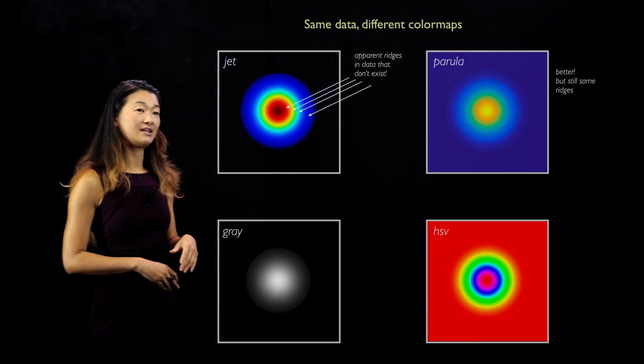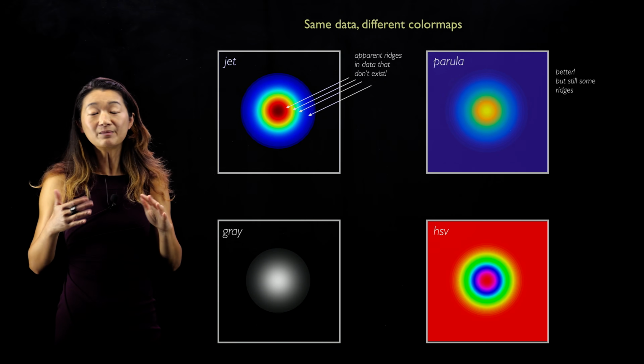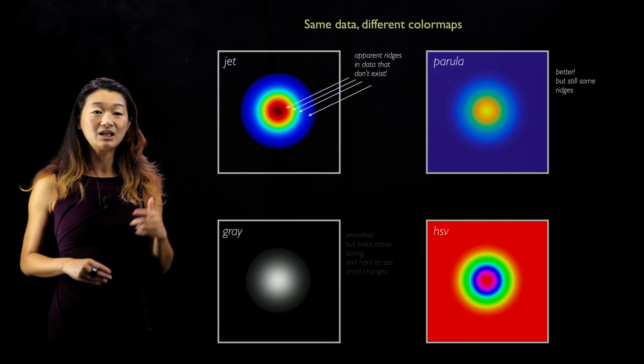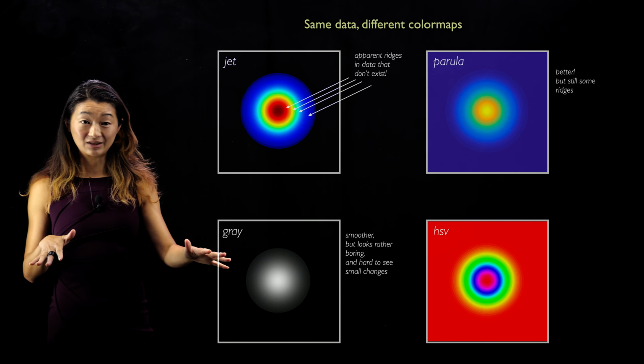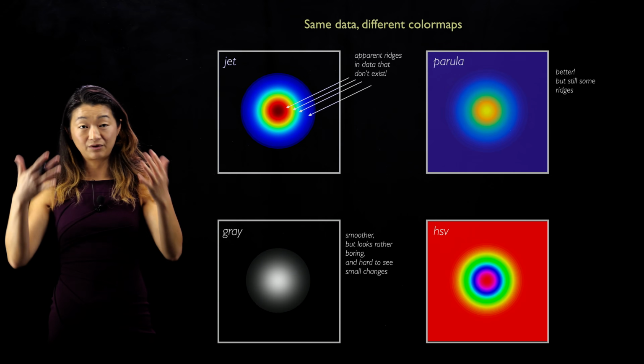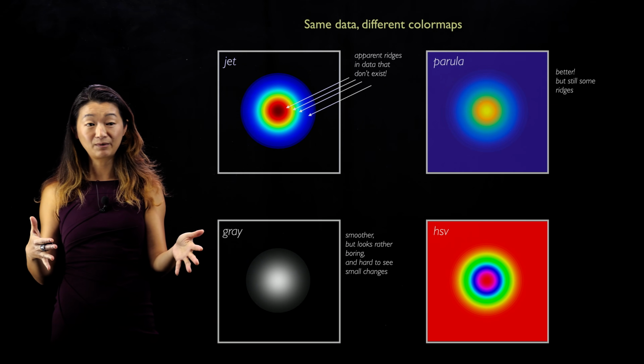Now, this problem is slightly better in the Parula color map over there. There still do appear to be some rings, but it's not as bad as the jet color map. In the gray color map, you can see that it doesn't look like there are any rings at all. So this is actually the most faithful way of preserving the smoothness of the underlying data set, that two-dimensional Gaussian data set that I was looking at before.